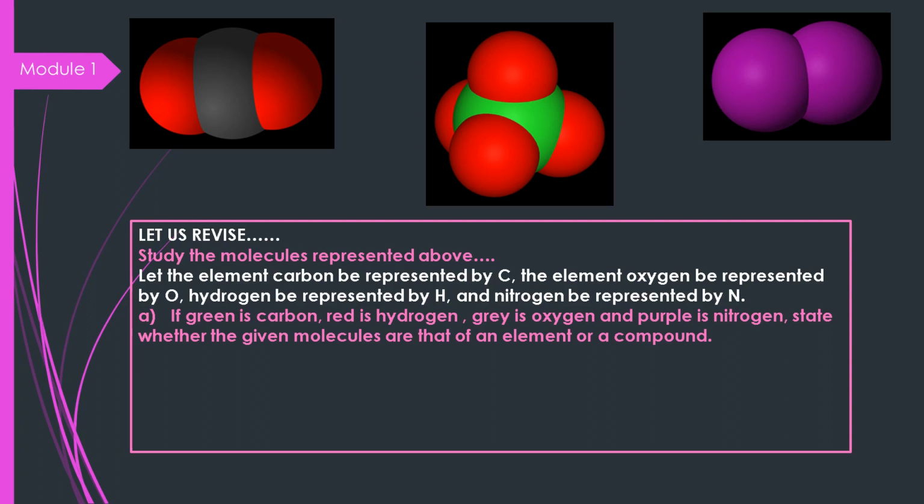First picture has got 2 different colors. So it is definitely made up of 2 different types of atoms. So it is a compound. The second molecule again is made up of 2 different colors, green and red. That means 2 different types of atoms are there. So it is also a compound. And the third molecule is made up of the same colored particles. That means it's an element.